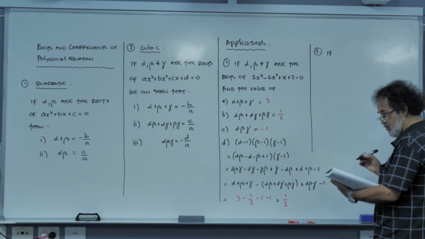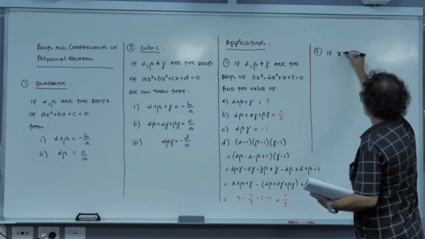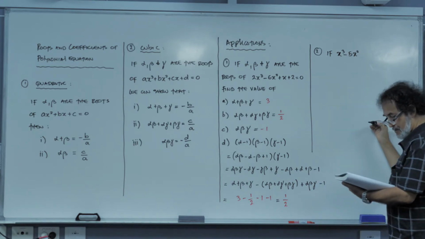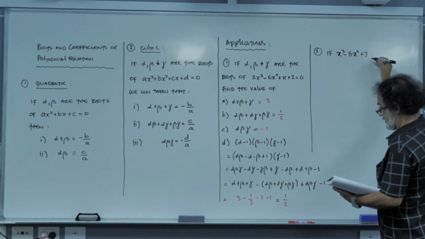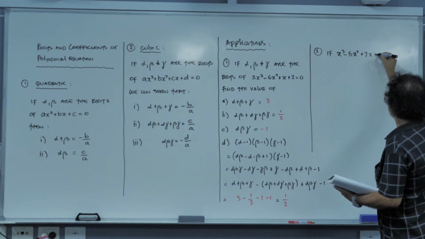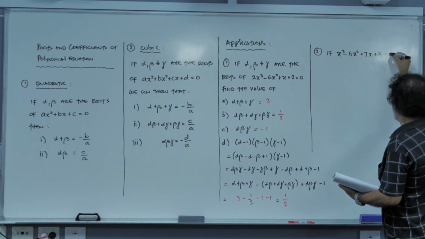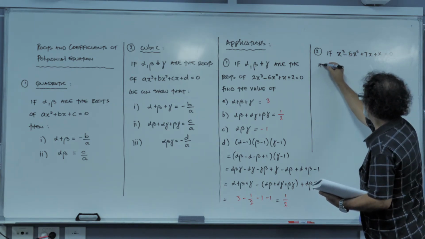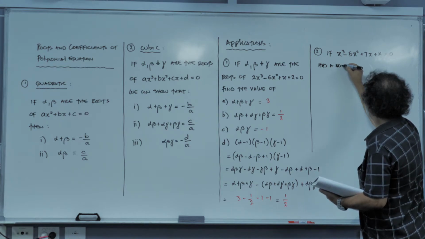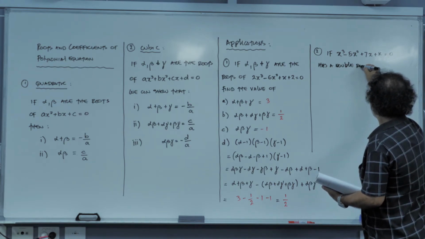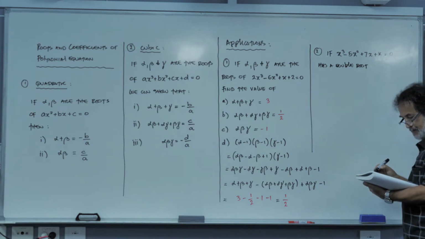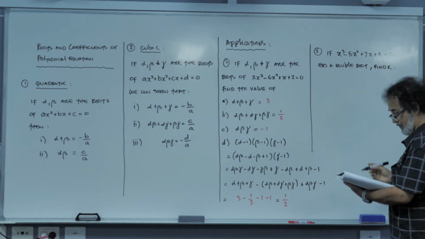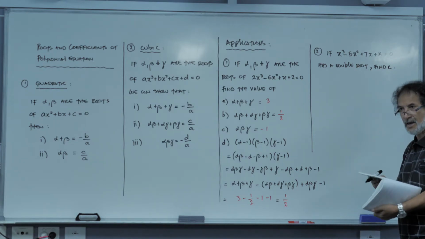If x cubed minus 5x squared plus 7x plus k equals 0 has a double root, find k. All right, that is what they say.